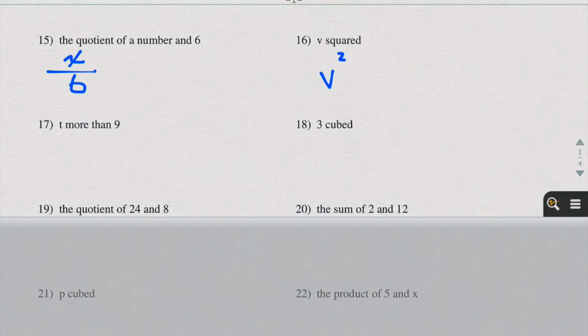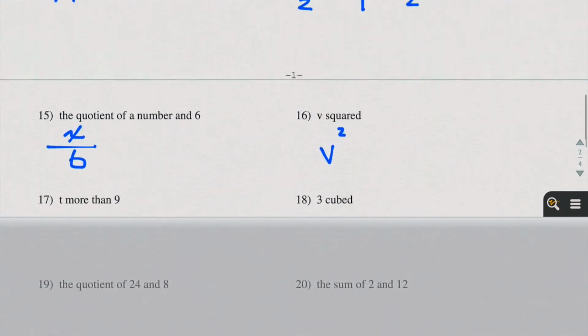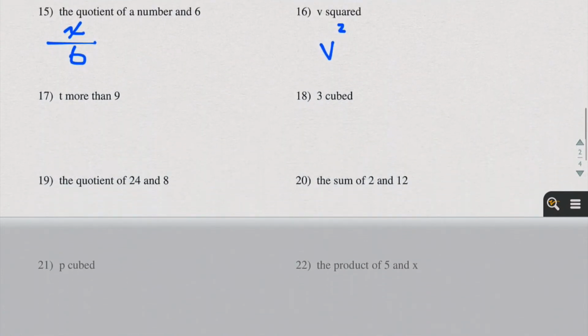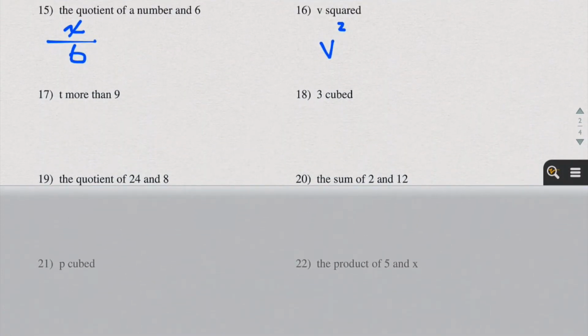So again, like number 13, where we had an original amount. In number 13 we started with 14. In number 17 our original amount is 9, because it's saying t more than 9. So 9 is our original number, so we should write 9 first and then t more than that. So 9 plus t. 18, 3 cubed.